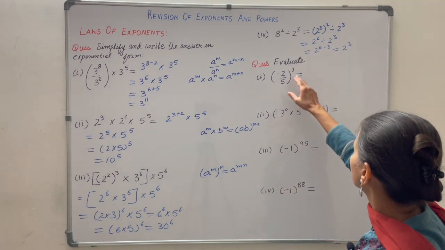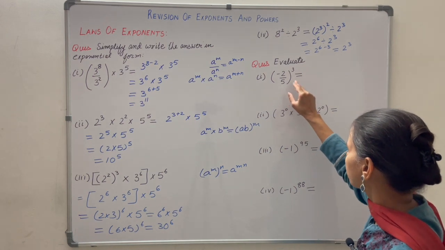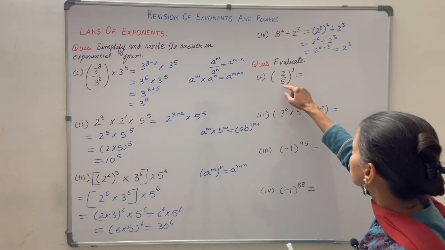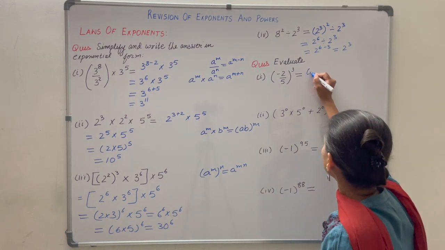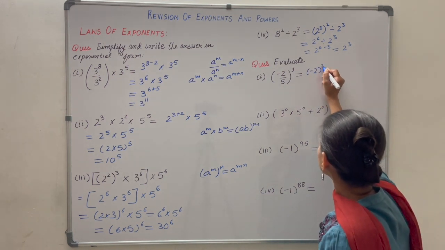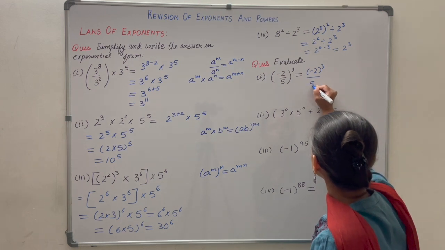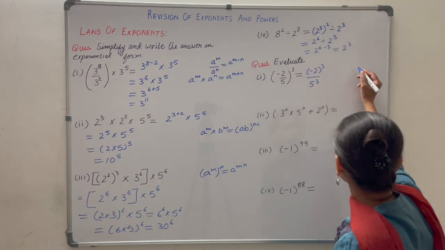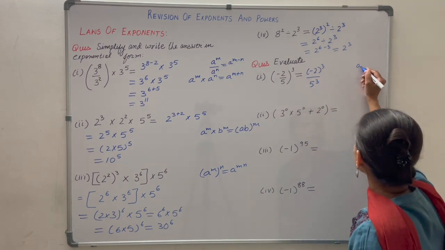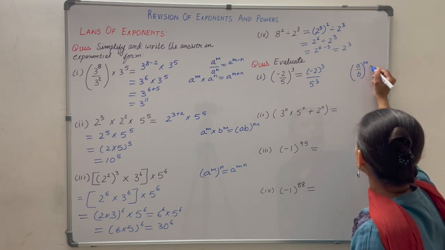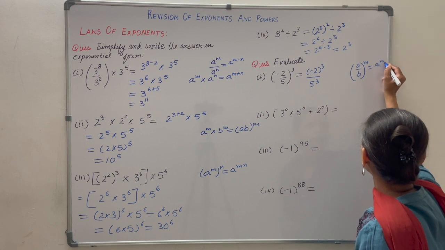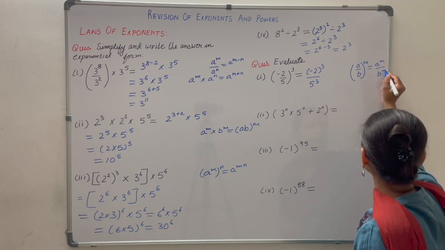So now let us evaluate. So you have to simplify this. So this is minus 2 by 5 whole raised to the power 3. So this is minus 2 raised to the power 3 upon 5 raised to the power 3. Here I have used this law: a by b whole raised to the power m is equal to a raised to the power m upon b raised to the power m.